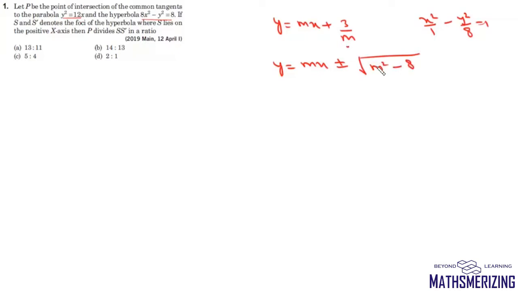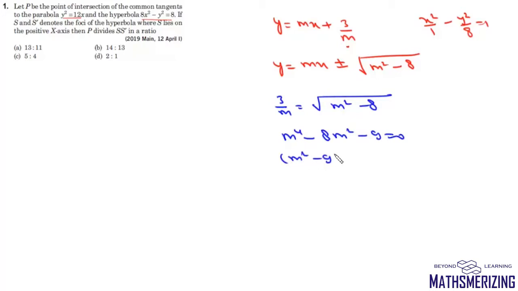Now both the lines represent the same tangent. So from here we'll get this condition that 3 by m is equal to under root of m square minus 8. So we'll square it, we'll get m to the power 4 minus 8m square minus 9 equals 0. So the condition will be m square minus 9 into m square plus 1 equals 0. That is, the value of m is plus or minus 3.